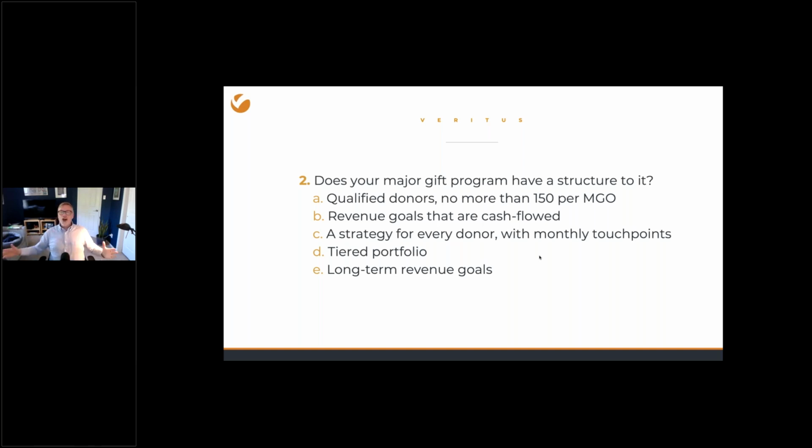And do you have long-term revenue goals for your donors? In other words, what is your vision for your donors, especially your A-level donors? Where do you want to take that donor in years 1 through 5? It's really important that you have a vision for your donors. So this is what I mean: does your major gift program have a structure to it?